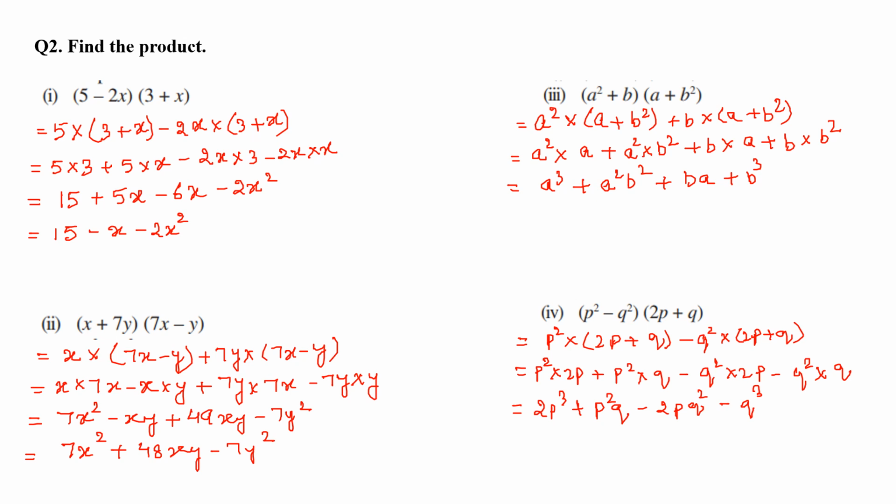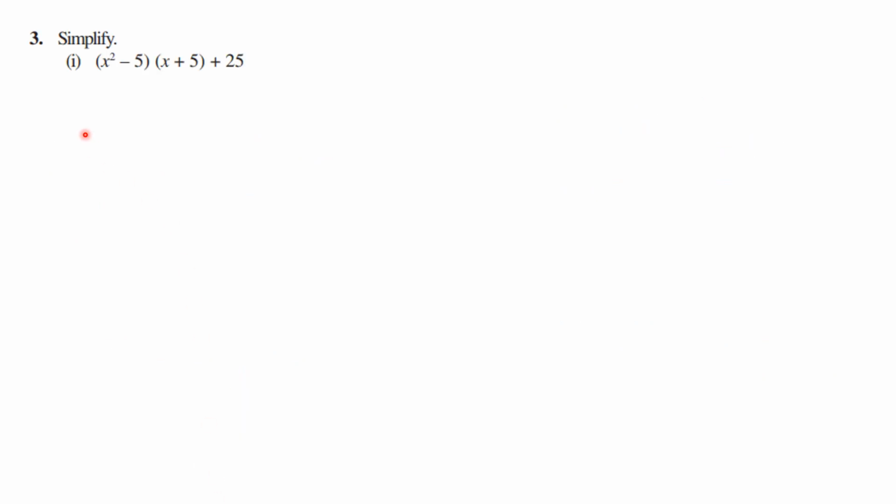Now we will move to question number 3. Now question number 3, simplify. First one is x square minus 5 multiplied by x plus 5 plus 25. So if you see the first part, it is nothing but the multiplication of two binomial. And then you have to add 25 in that. And if anything is getting simplified, you have to simplify and give the final answer.